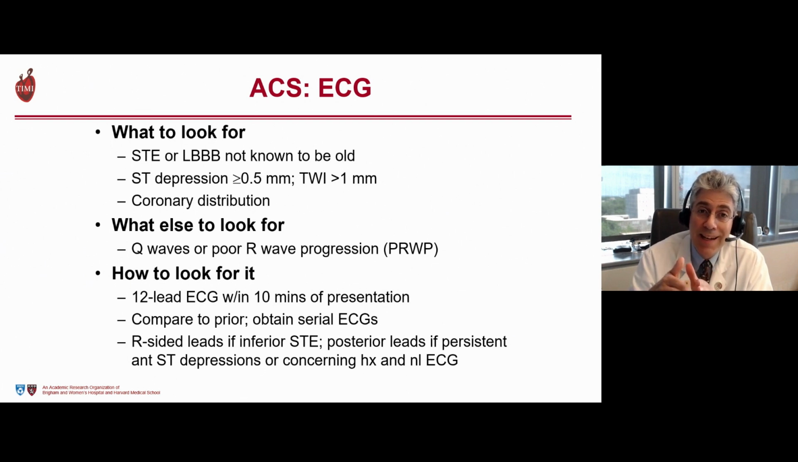But also don't forget to get serial ECGs. The initial ECG can be non-diagnostic in a large proportion of patients, so serial ECGs will give you insight into evolution. And then consider right-sided leads if there's inferior ST segment elevation, to further try to characterize whether it's proximal or distal. The proximal occlusions will also cause evidence of ST elevation on the right-sided leads involving the right ventricle. And then posterior leads in patients who have persistent anterior ST depressions or concerning history and a normal ECG, because the circumflex territory is not well covered on the standard 12-lead ECG.